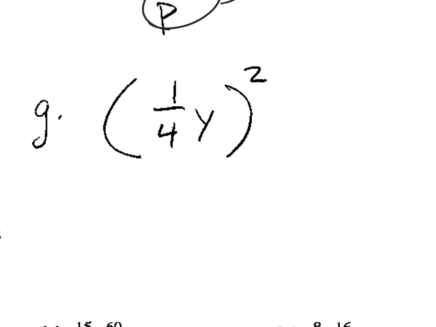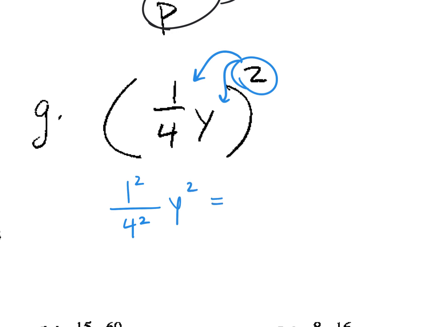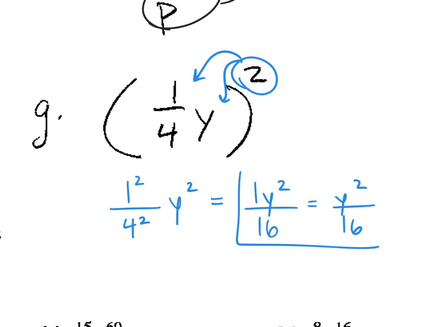Letter G. This 2 on the outside is going to both the 1/2 and to my y. Sorry, the 1/4 and my y. So this will become 1 squared over 4 squared and times y squared, which if I simplify this will give me 1y squared divided by 16, which is the same thing as y squared over 16. Either answer is fine.